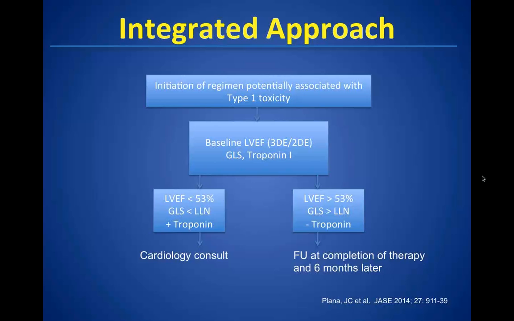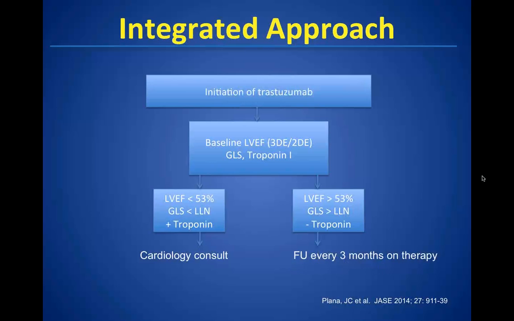However, if those values are normal, then repeat an echo at the completion of therapy and then once again 6 months later. For trastuzumab or Herceptin, the baseline is obtained and then follow up every 3 months on treatment. So patients who receive a year of treatment are getting 5 echoes that year, in which we're following ejection fraction, strain, and potentially following troponins as well.